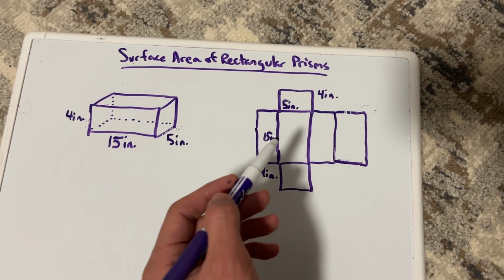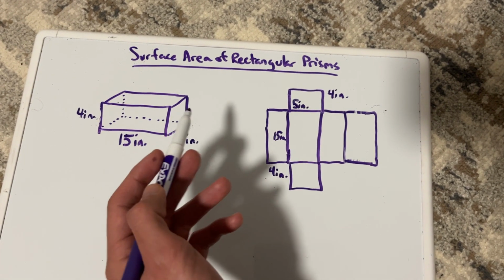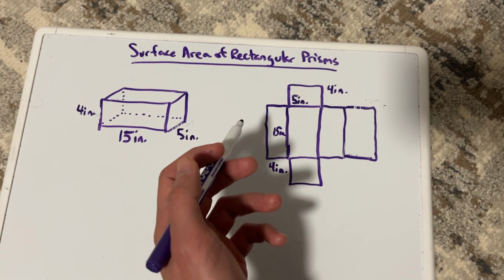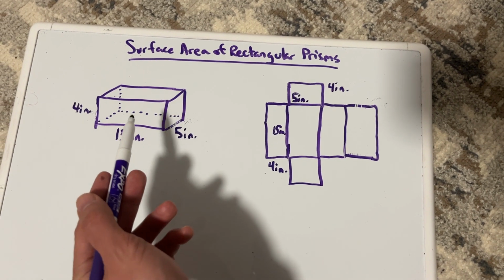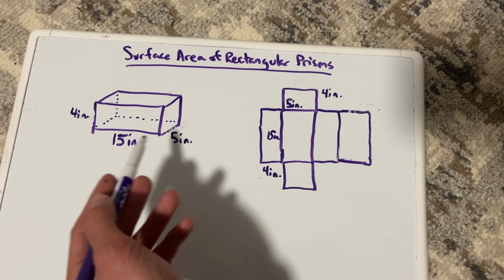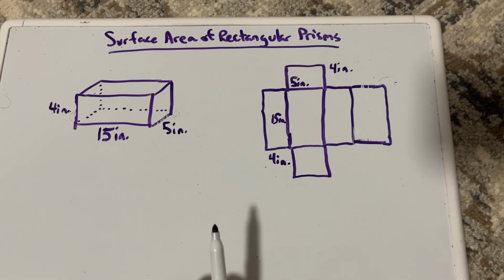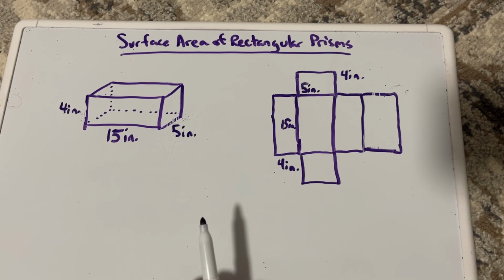This is what is called a net, a two-dimensional form of a 3D object by basically just unfolding the entire thing. So I took this rectangular prism and I've laid it out flat here. I unfolded it and labeled some of the dimensions of it. So let's find the area of each individual face.